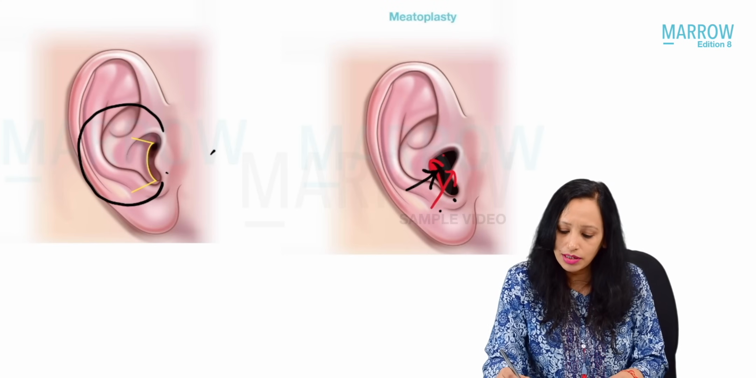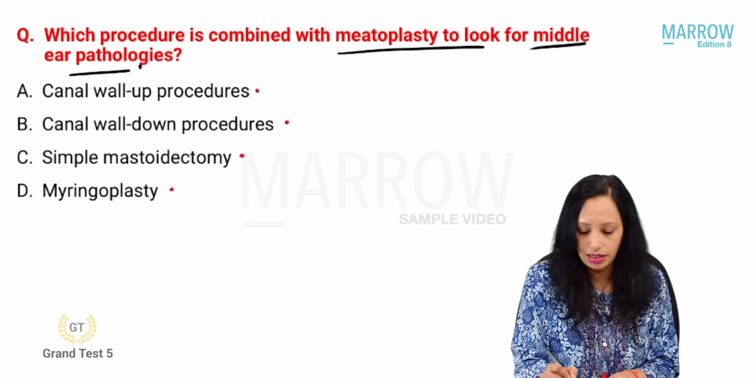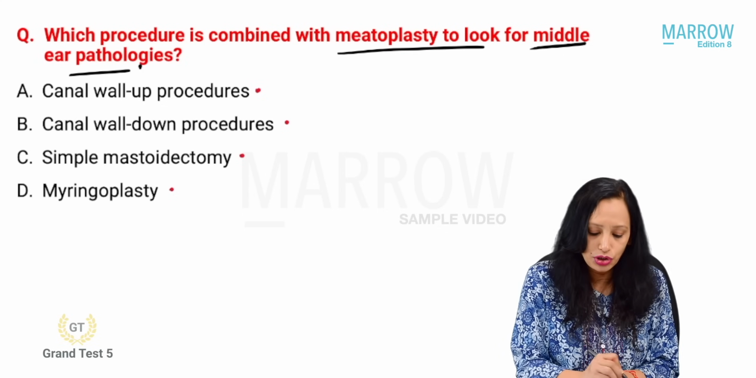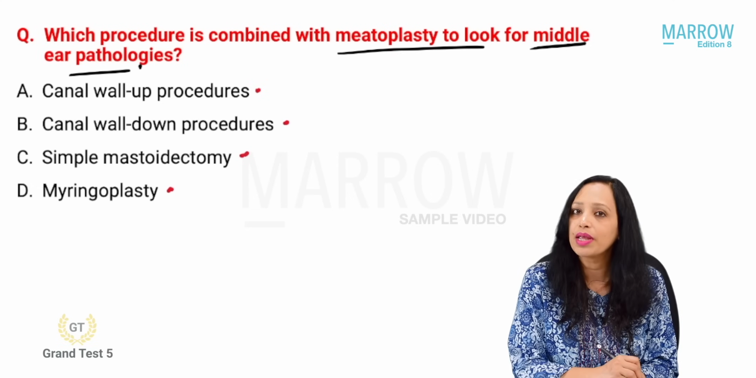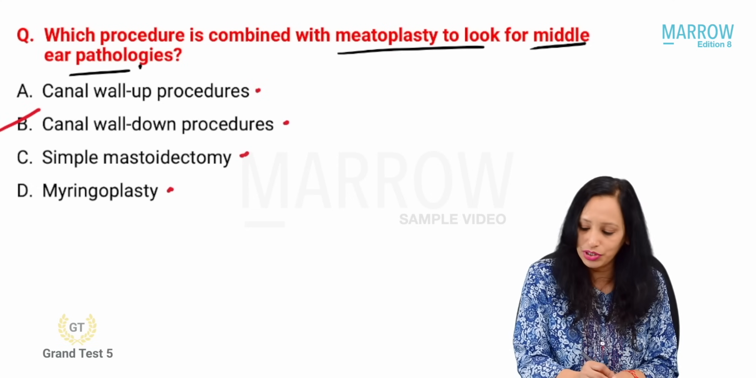So now you will answer this question. Which procedure is combined with meatoplasty to look for middle ear pathologies? Canal wall up procedure, canal wall down procedure, simple mastoidectomy, myringoplasty. It is done for canal wall down procedures.